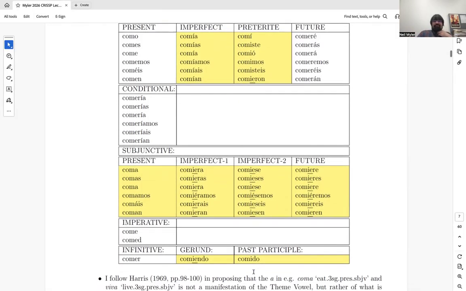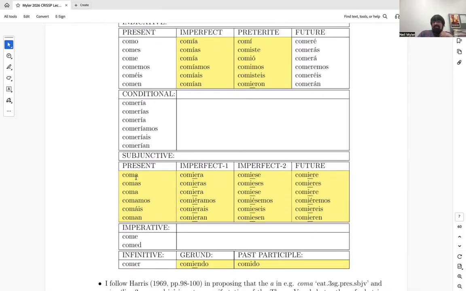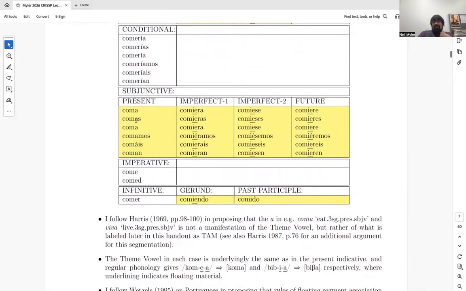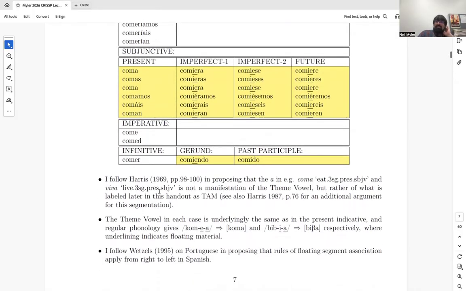Now, for the present subjunctives, I'm actually going to take it, following Harris 1969, that the "a" in the present subjunctive of these conjugations, as in "coma" for eat, third person singular present subjunctive, and "viva" for third person singular present subjunctive of the verb to live, is not a manifestation of the theme vowel, but rather of what is labeled later in this handout as tense aspect mood, as TAM. Harris 1987 gives an additional argument for this segmentation.